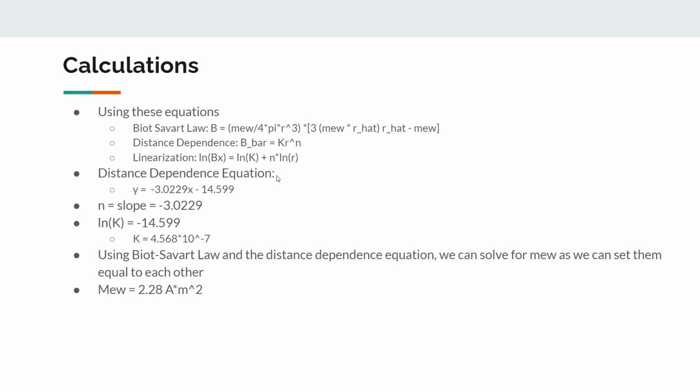For the distance dependence equation, I got this from the graph that you saw earlier, and my n value was just the slope of this equation right here. For the ln of k, it was the y-intercept of this one. It was negative 14.599, and then you just take e to the power of ln k on both sides, and that gave me a k value of 4.568 times 10 to the negative 7th. Then, using the Biot-Savart law and the distance dependence equation, I solved for mu as I set them equal to each other, and I got mu to be equal to 2.28.